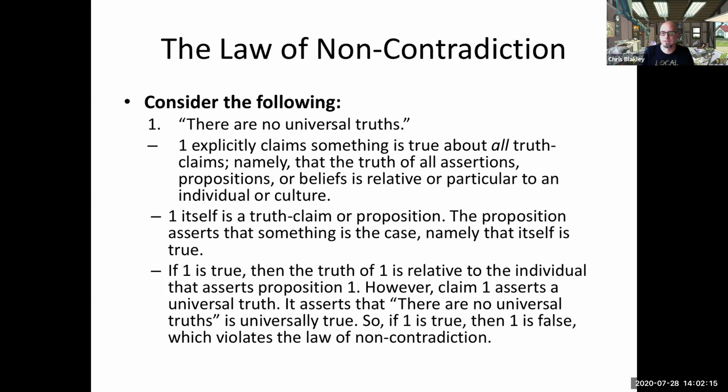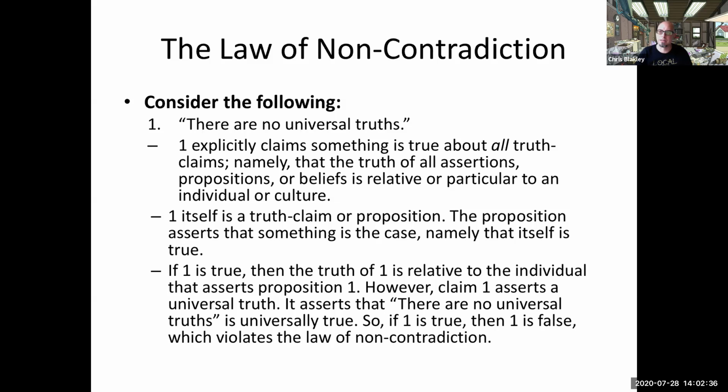Here's our first example, and this is just using the idea of individual relativism that is discussed in the Johnson article. So individual relativism is just the view that there are no universal truths and that all so-called truth claims or truth assertions are relative to or dependent upon the individual.